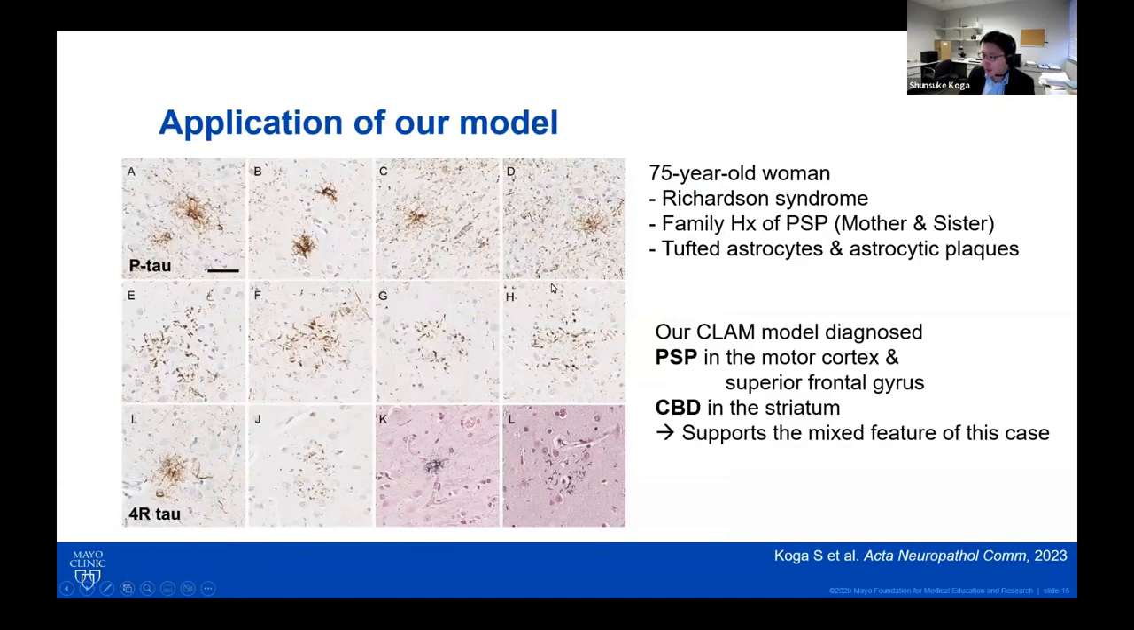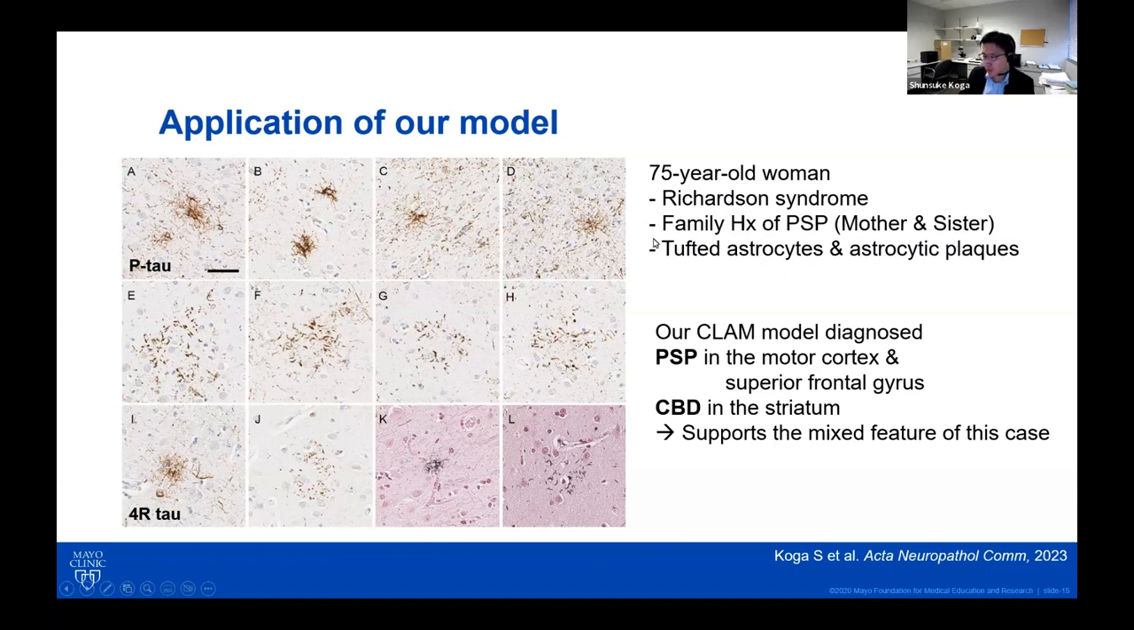And this is an example from a very latest case report we published, and this is an example of the application of our CLAM algorithm. So, believe it or not, all these images are from one patient. A to D show tufted astrocytes, and E to H show astrocytic plaques, and 4R tau shows tufted astrocytes and astrocytic plaques, and Gallyas staining shows tufted astrocytes and astrocytic plaques.